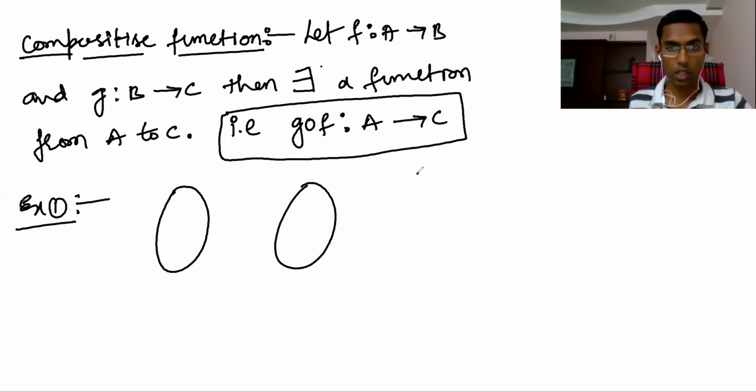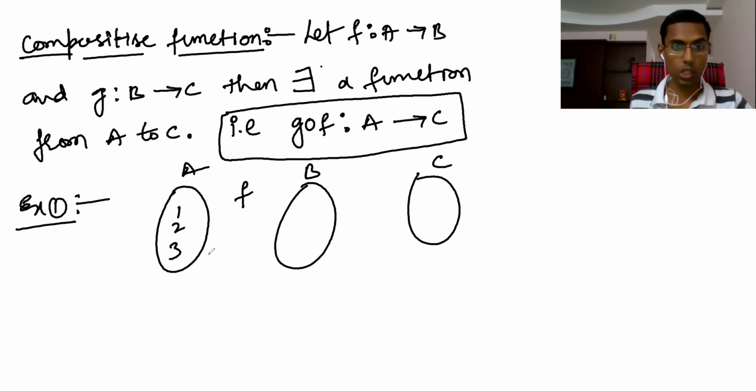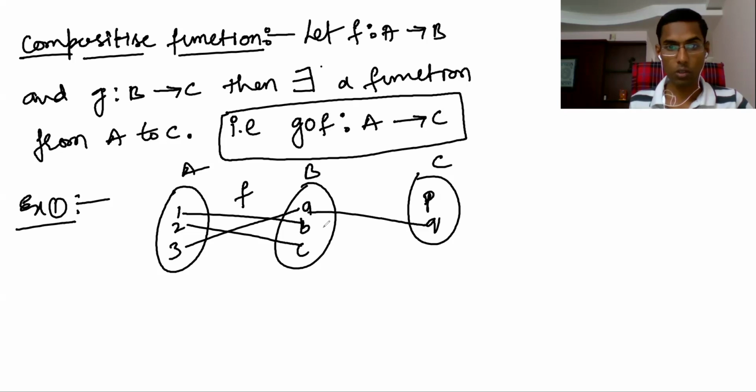Now let's say this is A, this is B, this is C. Now f is a function from A to B like this: 1, 2, 3 in A, a, b, c in B, and in C, p, q. This is a function, which means every element must have an image like this. So now f is a function from A to B and g is a function from B to C. Then there exists a function from A to C. How does that exist, A to C?